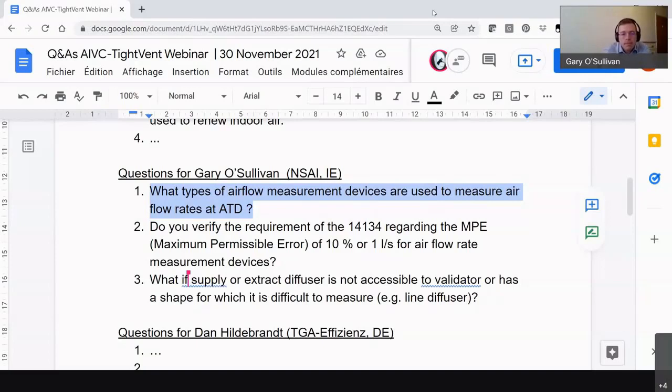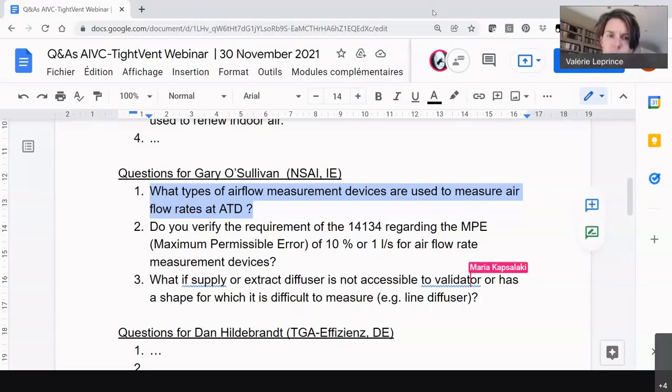But in the market, you mostly use vane anemometer, not hot-wire anemometer or things like that? Vane anemometers, yes. Most common, yeah. Okay, and a subsidiary question to this one.